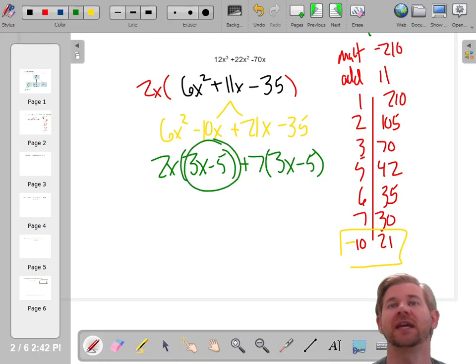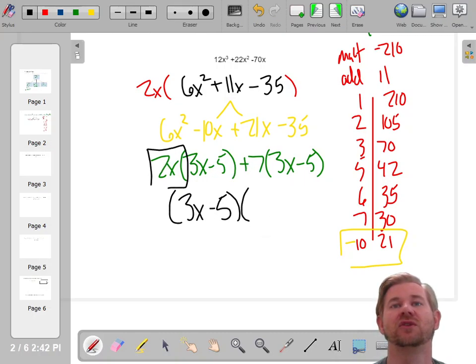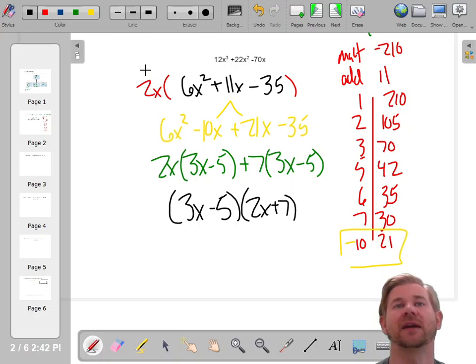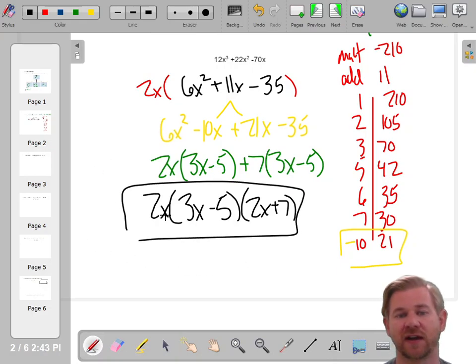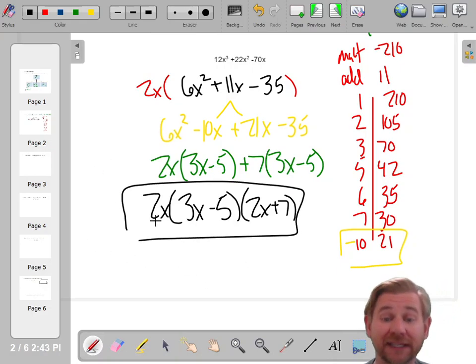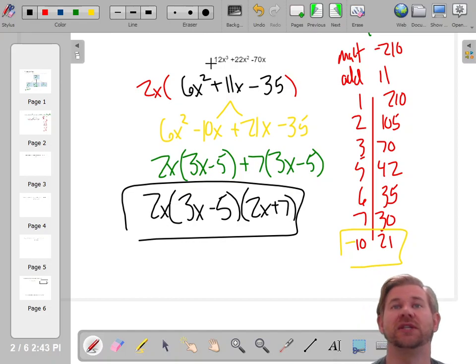And if you notice, hey, we got 3x minus 5. So one of my factors is 3x minus 5. The other is 2x plus 7. And then I ignored this at the beginning, but my GCF is 2x, so make sure you write that as part of your factors. Now I am completely factored. So I started with GCF, and since there were 3 terms, I did split the middle.